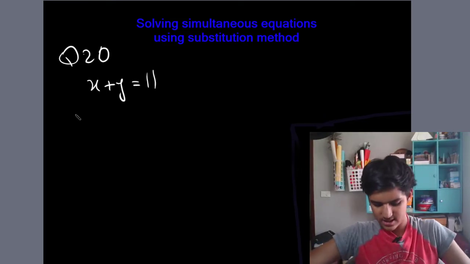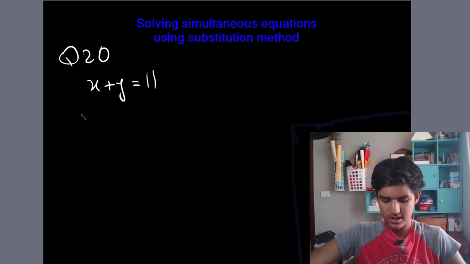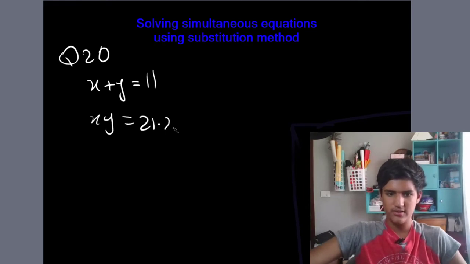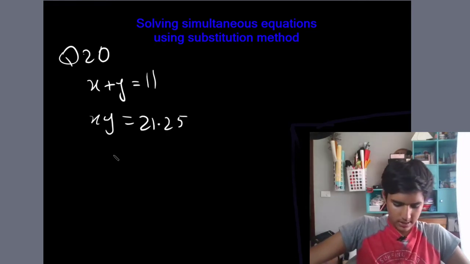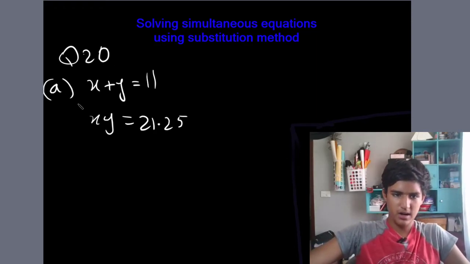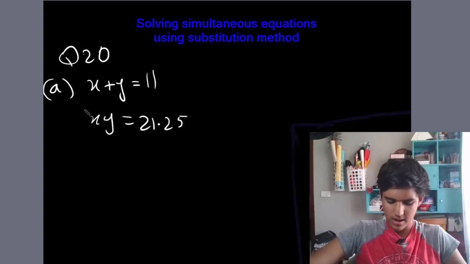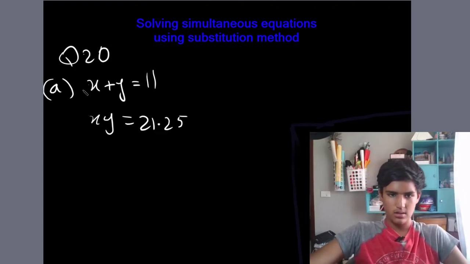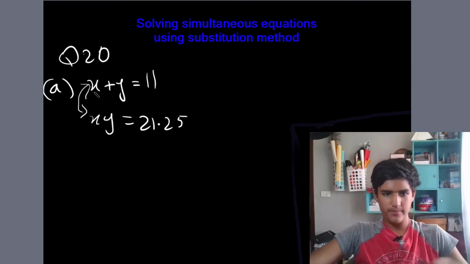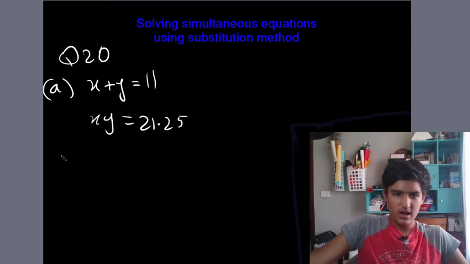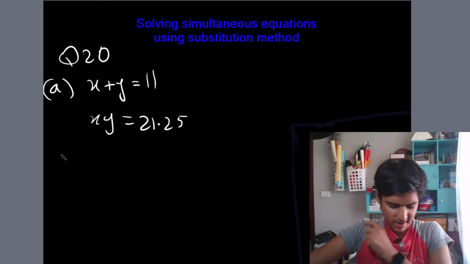And the other statement says the product of the two numbers is 21.25. Simple as that. x into y is 21.25. That's all given. So this is part A complete, which says: write down two equations in x and y. We have both of them. So that's part A.